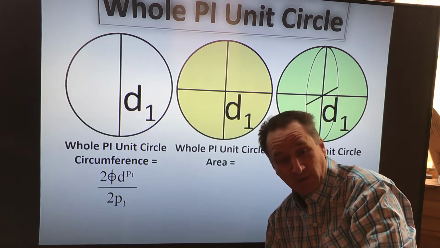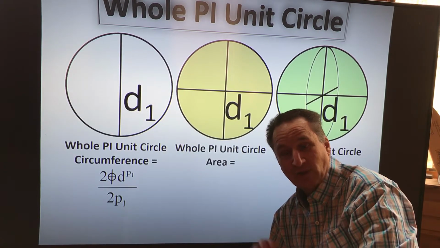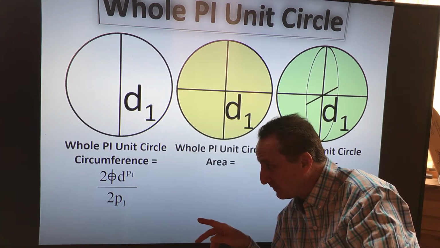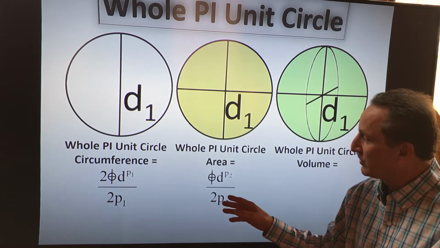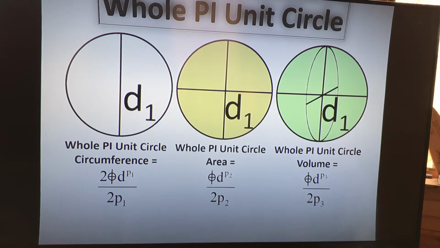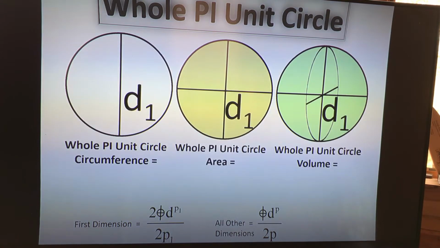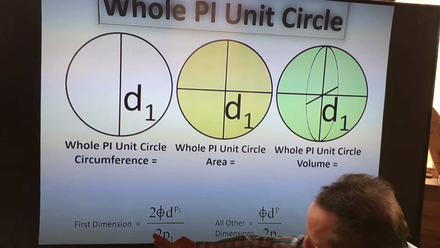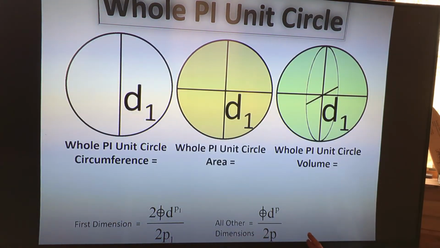So the first one has an extra 2 out front to signify that it is unique and special. And then all the others are just pi d to the p. They're the exact same form, just simply increase the power. And so there's really only 2 forms of equations for all the dimensions of space. There's the first one, and then there's all the others. And you certainly would not get that from the radius dimension equations, 4/3 pi r cubed.